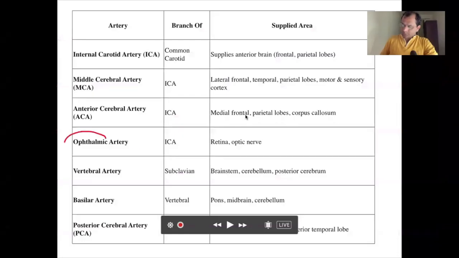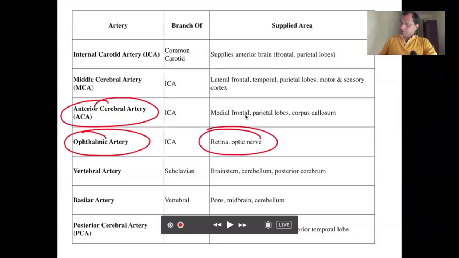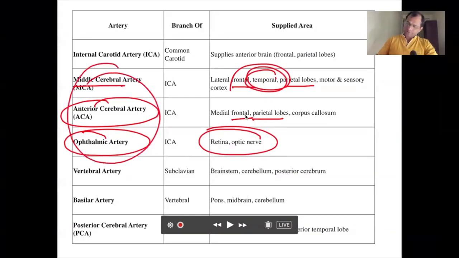So three branches. Ophthalmic artery supplying retina and the optic nerve. Anterior cerebral artery means this frontal brain and the parietal brain. And the middle cerebral artery is also the frontal brain, parietal brain, also the temporal brain. है ना ये? तो ये तीन ब्रांचेस हो गई किसकी? इंटरनल कैरोटिड आर्टरी.